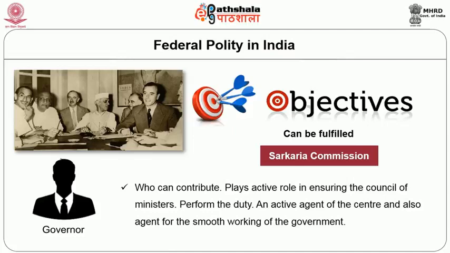So governors should be an active agent of the center, but they should also be an agent for the smooth working of the state government. And the governors, with their vast experience, can always help the state chief minister in having a better outcome. And governors should not come only from the ruling party. Governors should come from all walks of life, from the opposition party, also from the literary world, from the academic world. They should be there, and they should contribute to the progress of the state where they work.